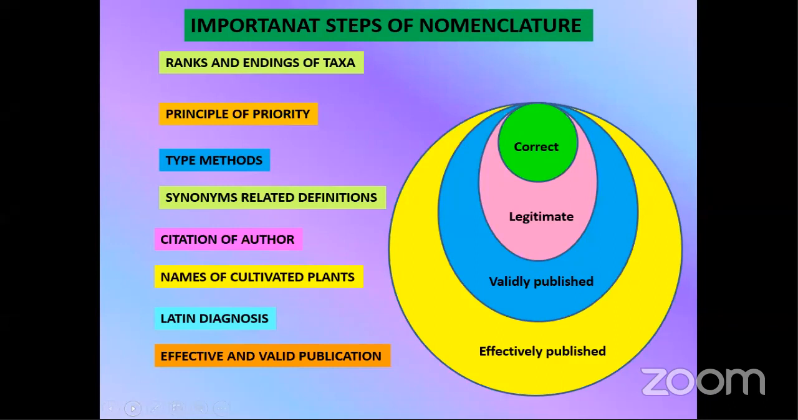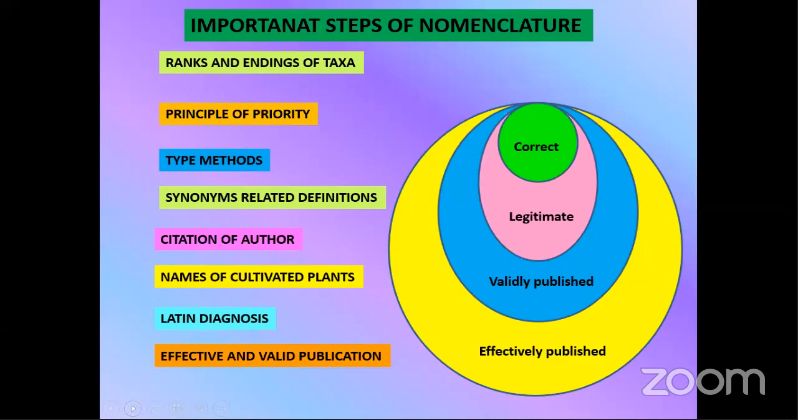Suppose a commemorative name is either masculine gender or feminine gender, we should be very careful with the diagnosis in Latin. And finally, effective and valid publication. You can see that all the names are effectively published. That means it is coming under ICBN, any valid publication, published either electronically or on paper, it should come with the ISBN number or other recognized publication. All the names are effectively published, even the wrong names also. But validly published means only the circumscription of our taxonomic entity should be validly published. You should not confuse valid publication and effective publication.